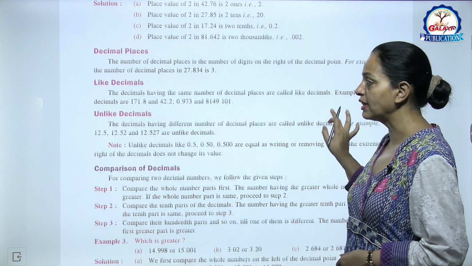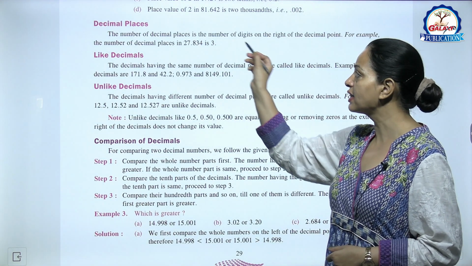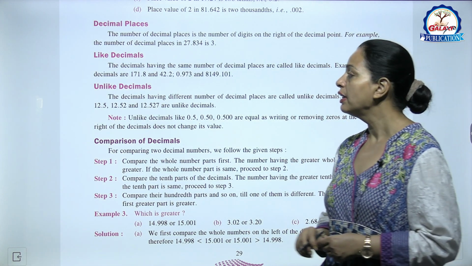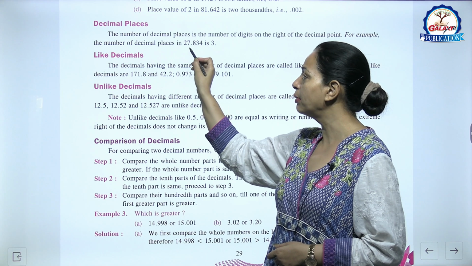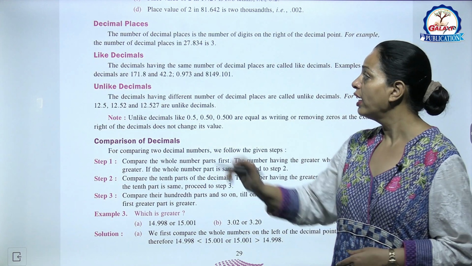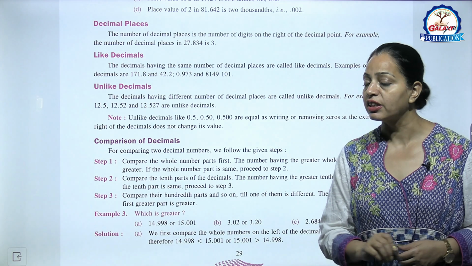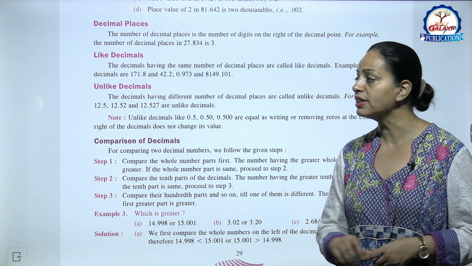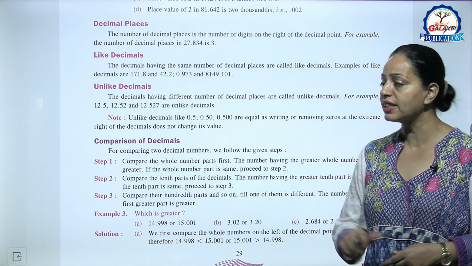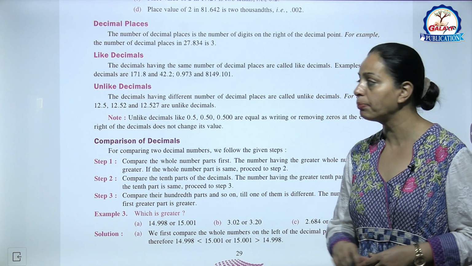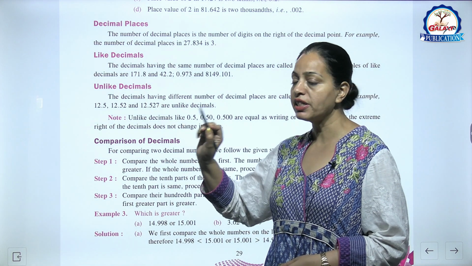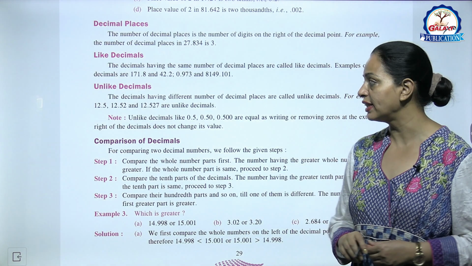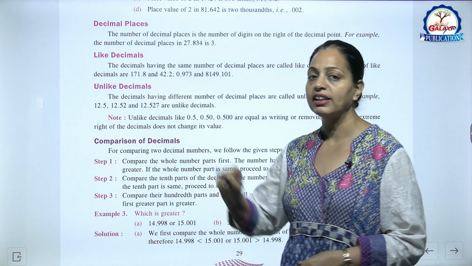Now decimal places. The number of decimal places is the number of digits on the right of the decimal point. For example, the number of decimal places in this number 27.834. Here after the decimal we have 3 digits. So this is 3 decimal places. Okay. Now like decimals: the decimals having the same number of decimal places are called like decimals. For example, 171.8, 42.2. दोनों numbers में after decimal we have one digit. Okay. So these are like decimals.